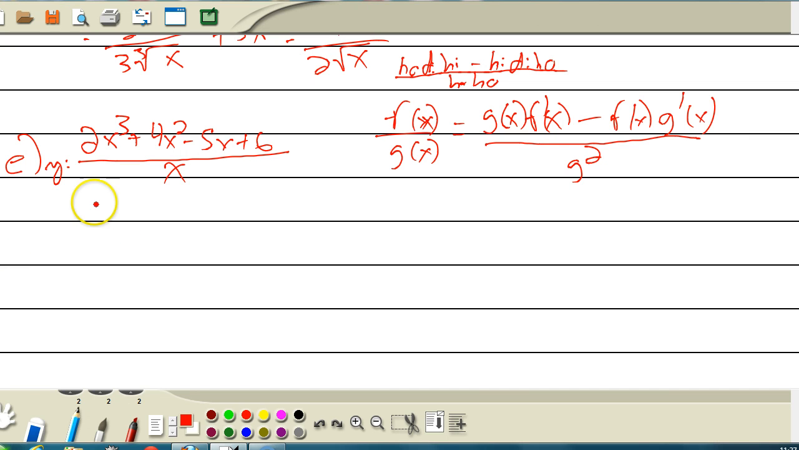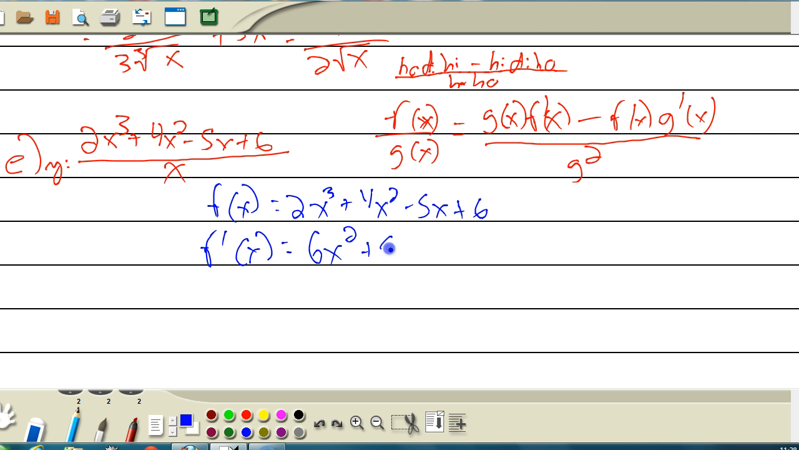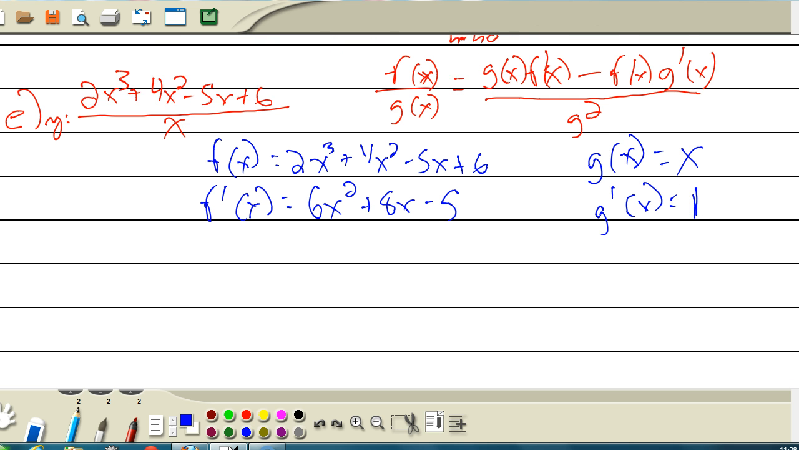Every time I'm doing this, I like to write everything out again. It gives me extra practice and makes things look prettier. So f of x was 2x cubed plus 4x squared minus 5x plus 6, so f prime will be 6x squared plus 8x minus 5. g of x in this case is x, so g prime of x is just 1. Now we can plug everything into this equation.